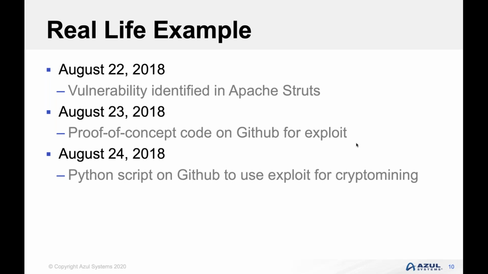One day after that, on August the 24th, somebody posted on GitHub again a Python script that used that exploit to enable people to take over machines and use them for crypto mining. That's 2 days. 2 days from a vulnerability being identified to it being available to anybody through GitHub to exploit it and do crypto mining on your machine. So that's the kind of thing that you really do need to be aware of in terms of updating your JDK.